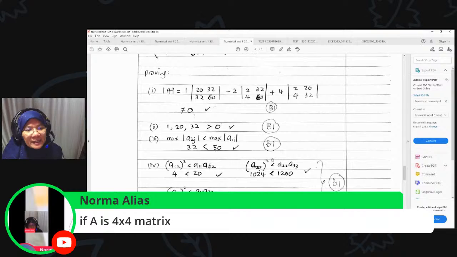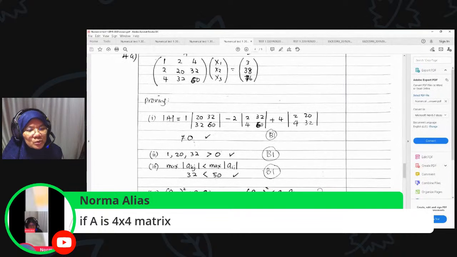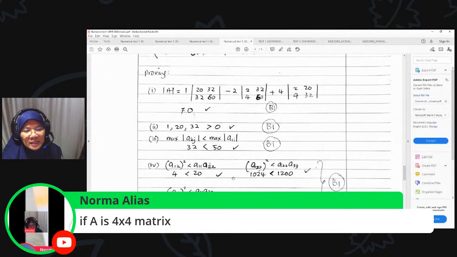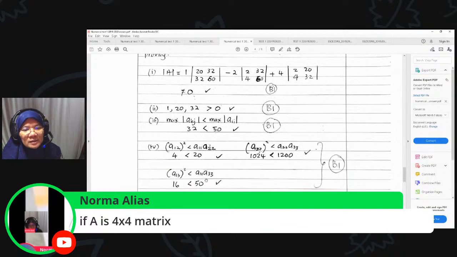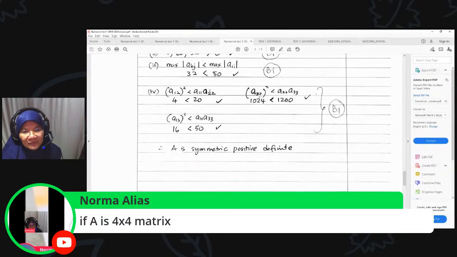And then the last is A_ij squared is less than A_ii times A_jj. So you choose 1 point. 4 is less than 20, where A_ii is 20 times A22 is 1. All right, so 4 is less than 20. So you can check all the points. A23 squared is less than A22 times A33. A13 squared is less than A11 times A33. So you can get all the values following the formula. So A is positive definite.